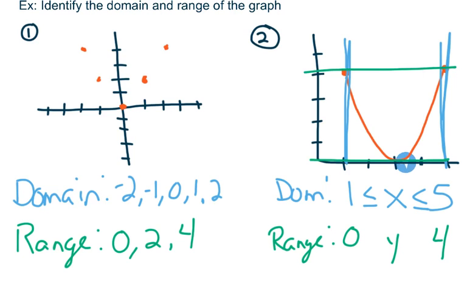And again, can we use 0? We're going to assume that is 0, and obviously we can see that we're at 4. So we're going to have less than or equal to and less than or equal to. So for the range for number 2, it's 0 less than or equal to y less than or equal to 4. That says all of the values between 0 and 4 are used in the range.